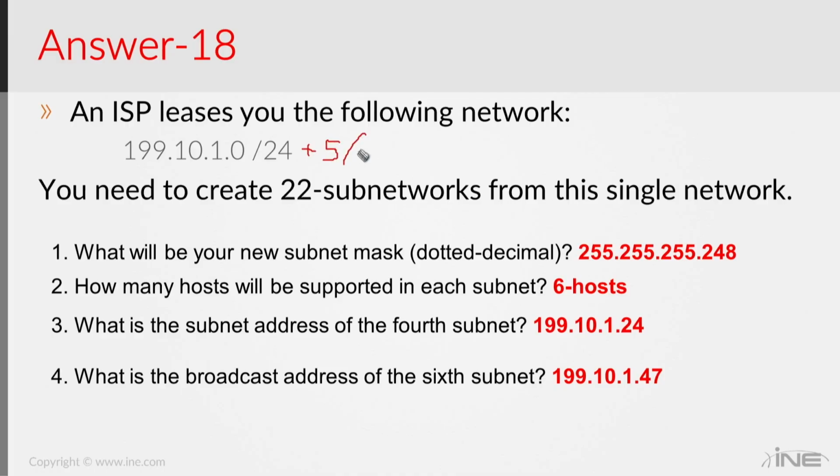So that gave us our new subnet mask of /29, which in dotted decimal is this. That tells us the first 29 bits are networking bits. With the /29, that means we have 3 host bits left over. 2 to the power of 3 is 8, minus 2 is 6 hosts.